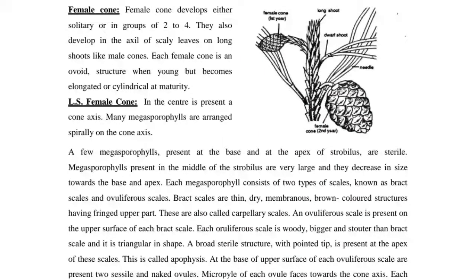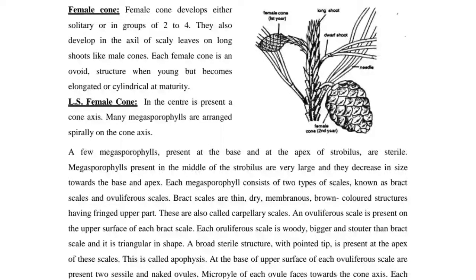Female cone. Female cone develops either solitary or in groups of 2 to 4. They also develop in the axil of scaly leaves on long shoots like male cones. Each female cone is an ovoid structure when young but becomes elongated or cylindrical at maturity. Female cone. In the center is present a cone axis.